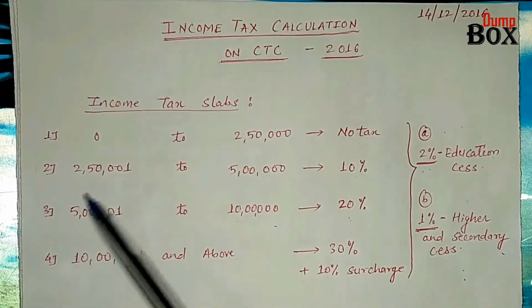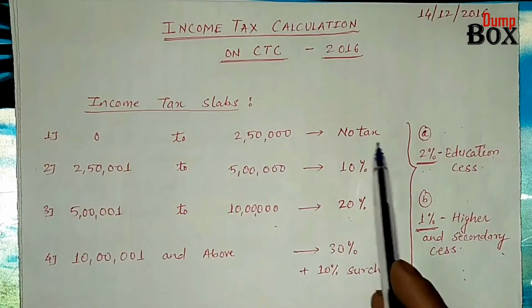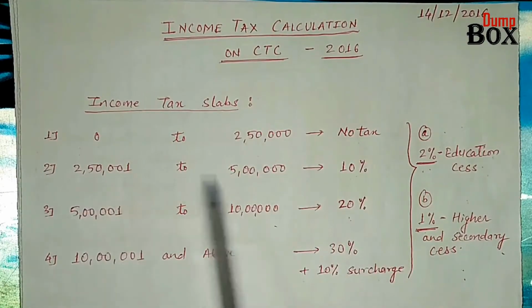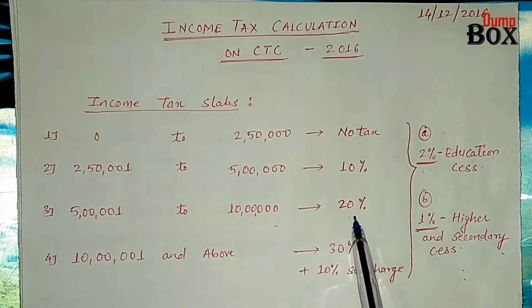Here you can see there are 4 slabs. From 0 to 2.5 lakh rupees, you have to pay no tax. From 2.5 lakh to 5 lakh, you have to pay 10% tax. From 5 lakh to 10 lakh, you have to pay 20% of tax. And the final one is 10 lakh and above, you have to pay 30% tax plus 10% surcharge.